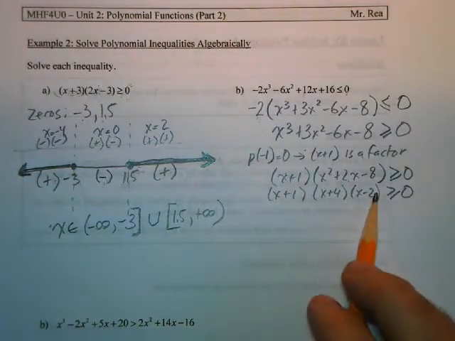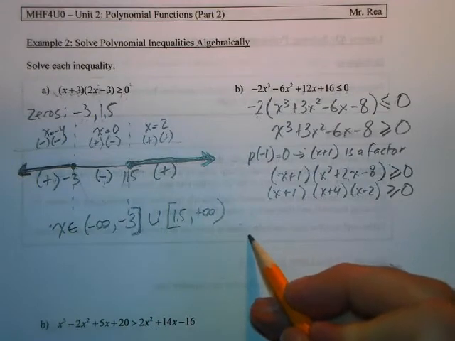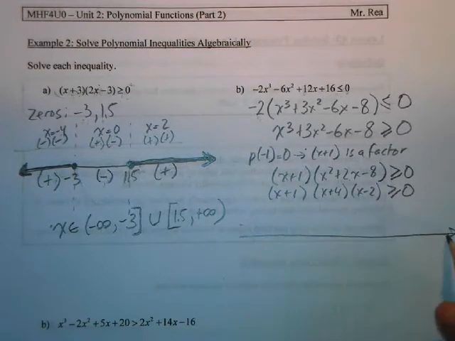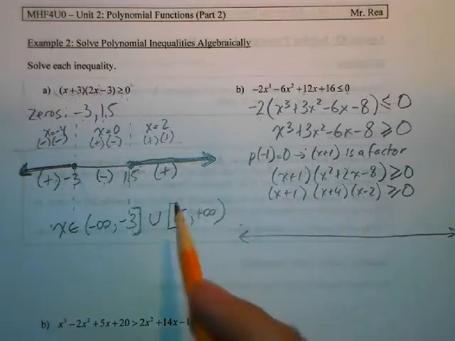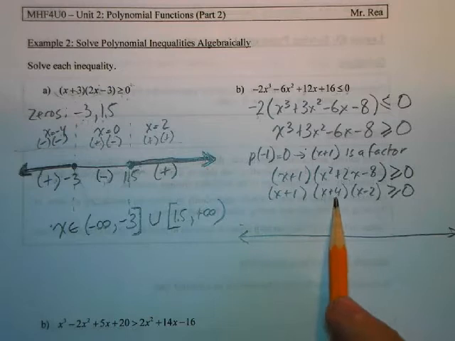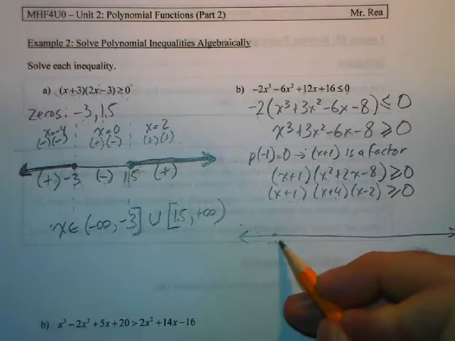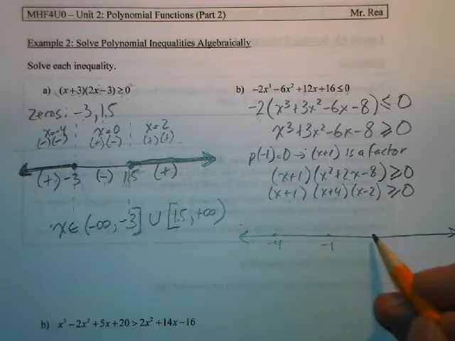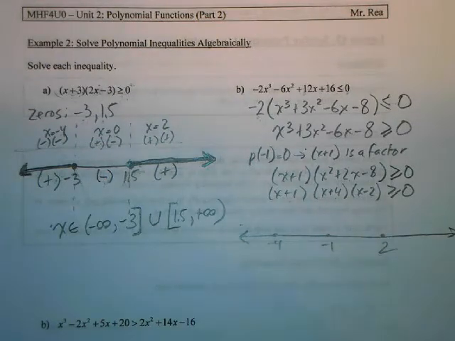So this time we actually have 3 zeros. So I'm going to create my number line again, giving myself more room. This is what I was talking about with the scale, so now it's a little bit more important. We've got zeros at -4, -1, and 2. So I'm going to put my -4 here, -1 here, and 2 over here. Actually, they're about the same distance apart, so that's pretty good.